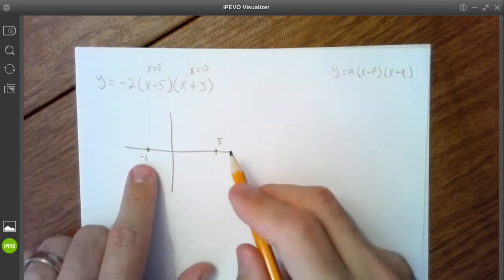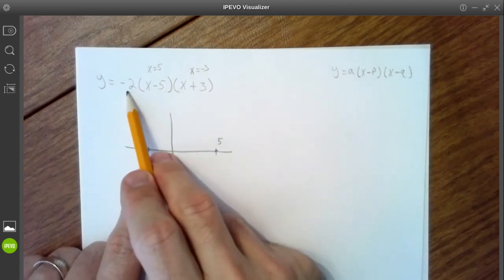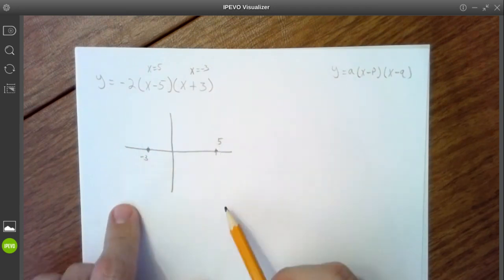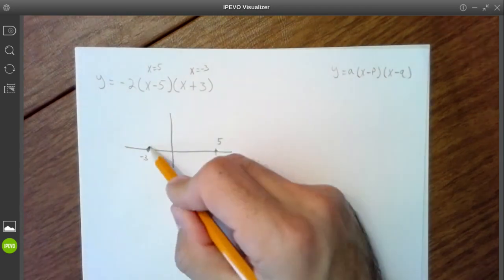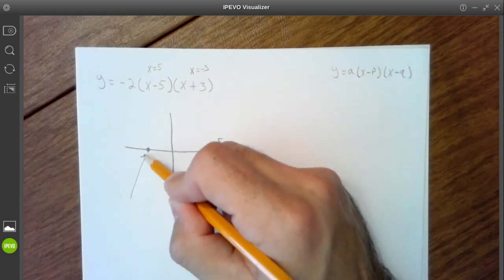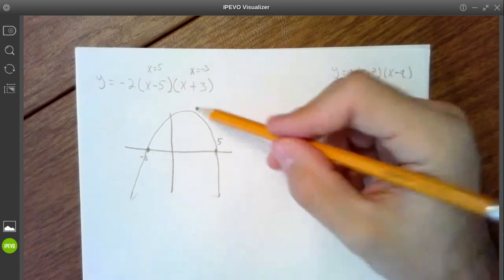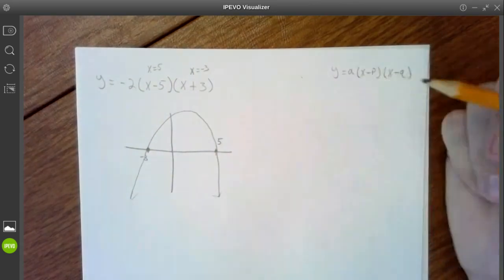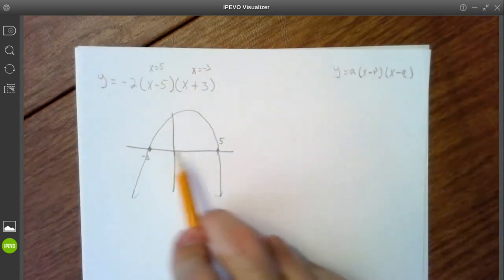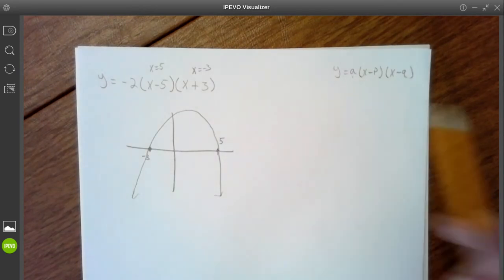So I know I've got these 2 points, and because my term out front, my a value, is negative, I know that this function is going to be opening downward. So from here, they're going to be pointed downward. Let's go ahead and draw something here. I don't know exactly how high it goes because I don't know the vertex. So that means I also don't know what the range is, but I do know what the x-intercepts are. And I know that it's opening downward because my a was negative.